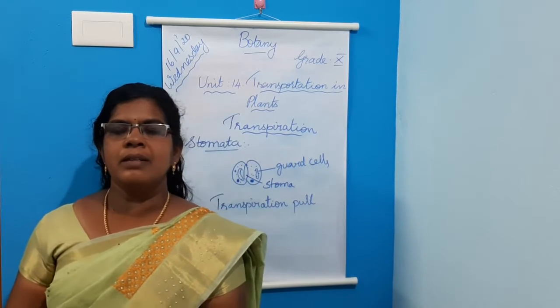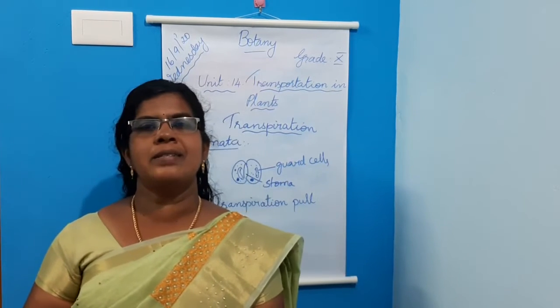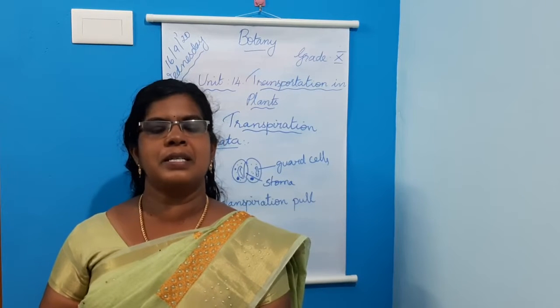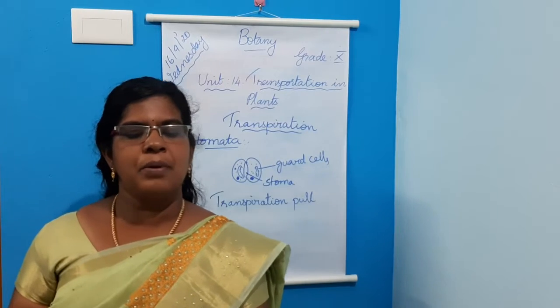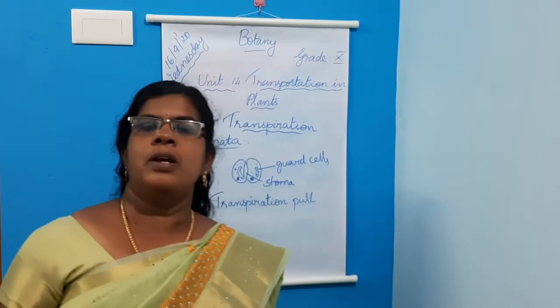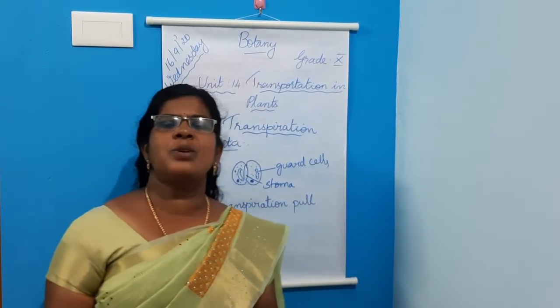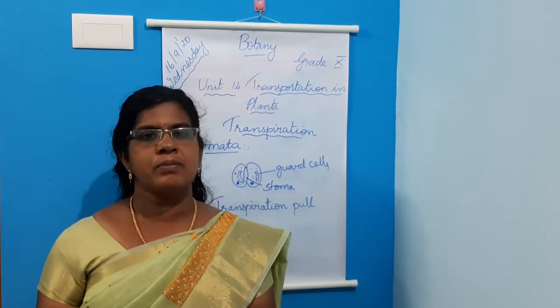Therefore, the cells utilize ATP to transport the substances across the membrane. Then it is transported to all parts by transpiration pull. Next, translocation of mineral elements.